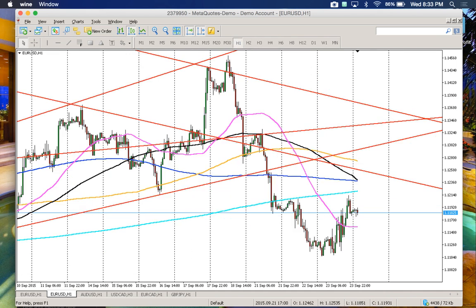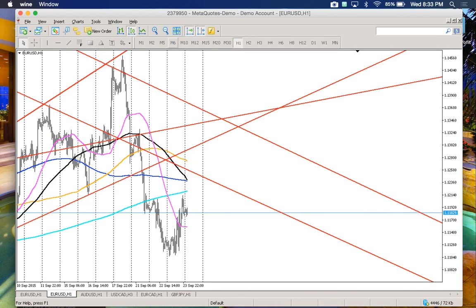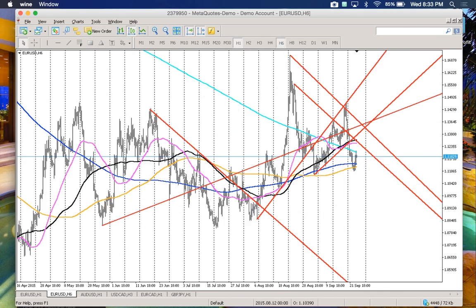H1 chart. It's like, this is easy, honestly. H6 chart is actually pretty fun as well.